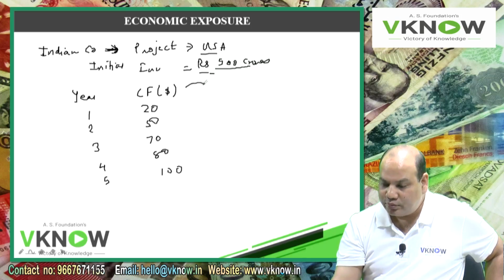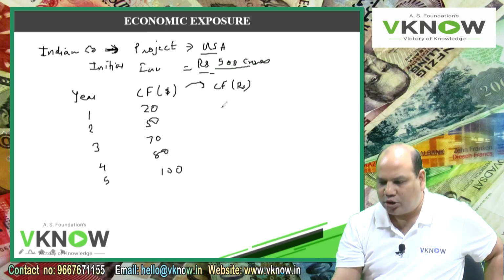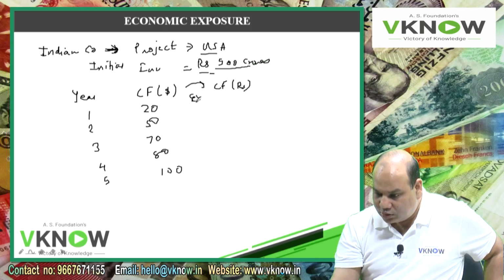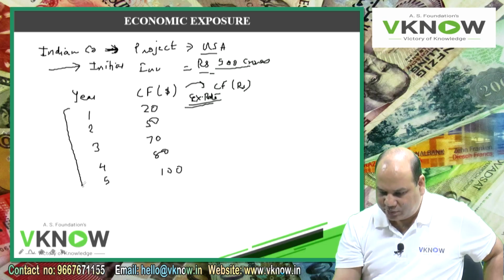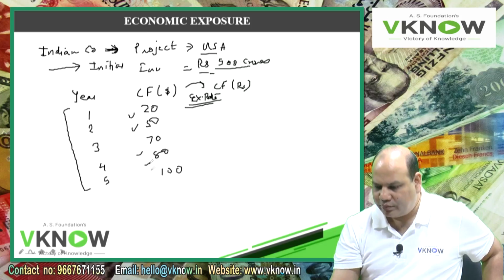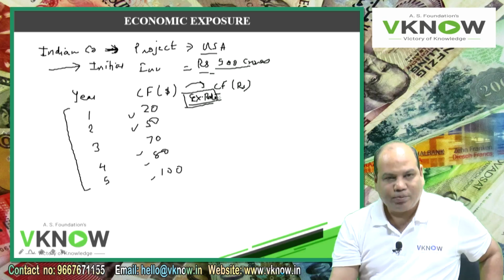And then what you did, you converted into rupees. How do you convert into rupees? You will estimate the exchange rate. See, you are investing today in a project. Capital budgeting chapter you have learned. It will generate cash flow over 5 years. Cash flows you have to estimate. Exchange rate also you have to estimate, because exchange rate fluctuates.